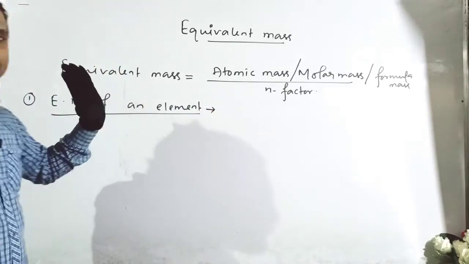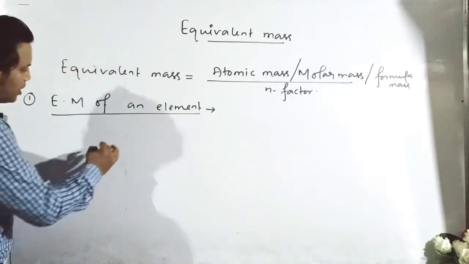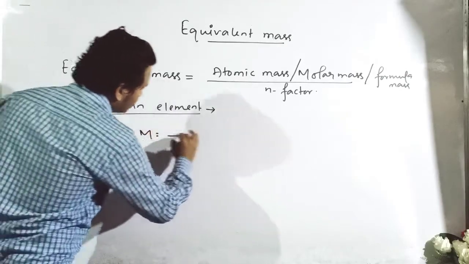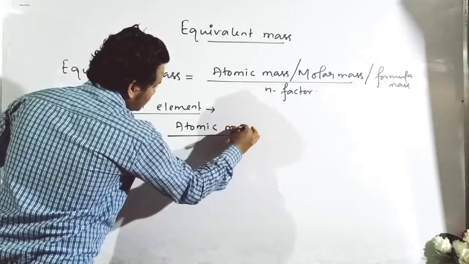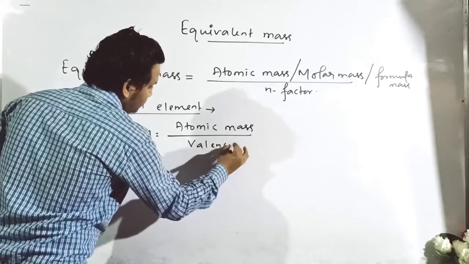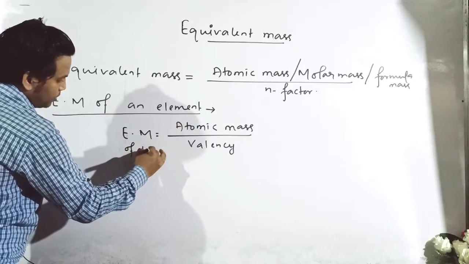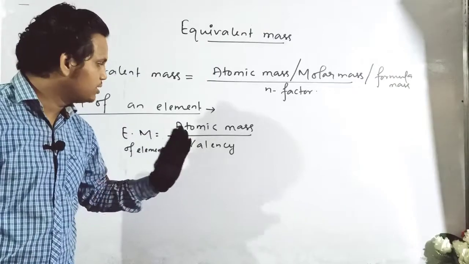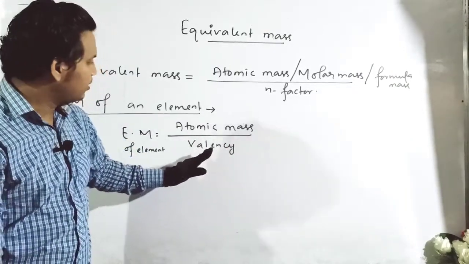So for an element, if we have to find the equivalent mass, then the formula is: equivalent mass of an element is atomic mass divided by their valency. If we have to find the equivalent mass of an element, what is the formula? Their atomic mass divided by valency.